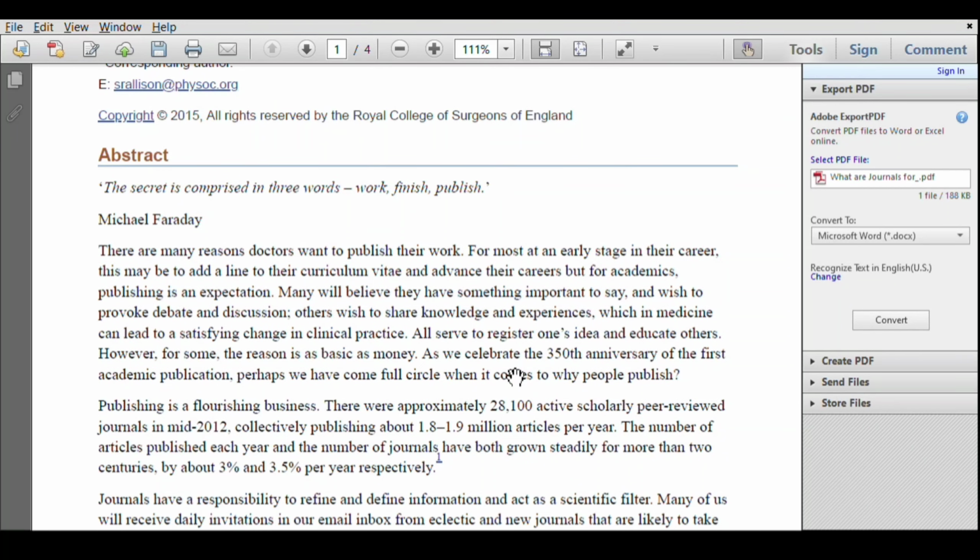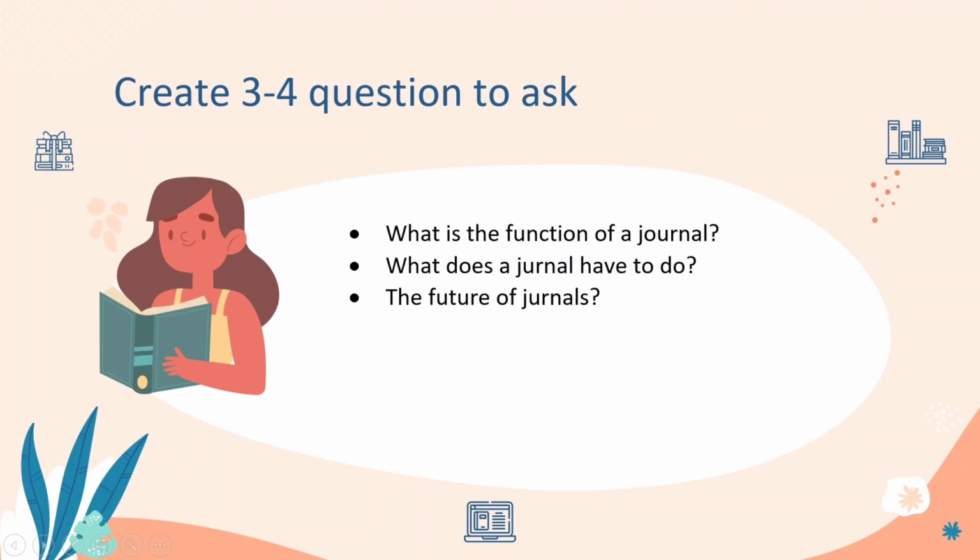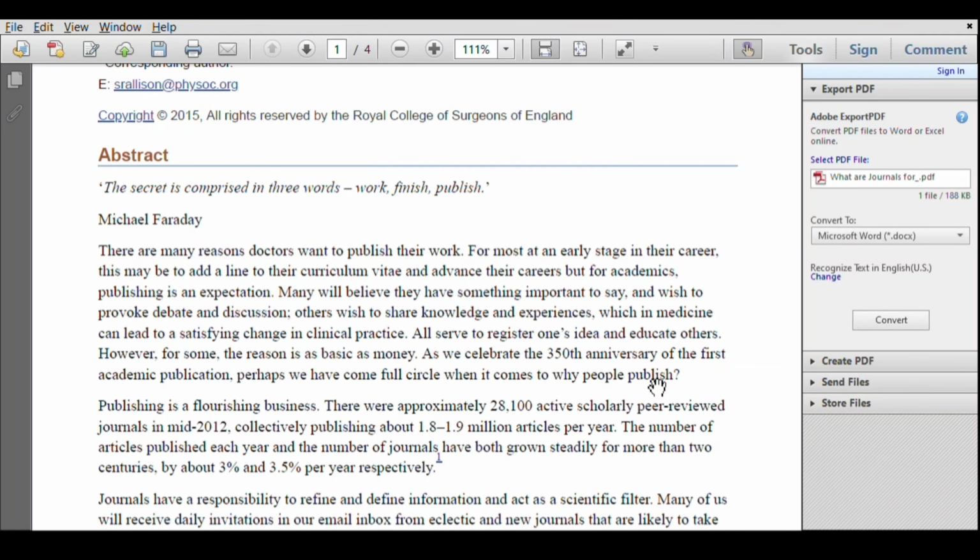Base the questions on key headings. I noticed what question can I ask about this. Create 3 until 4 questions to ask. I have made some questions. For the first, what is the function of a journal? The second, what does a journal have to do? And the third, the future of journals. In the text, we search and read to look for the answer to the questions.